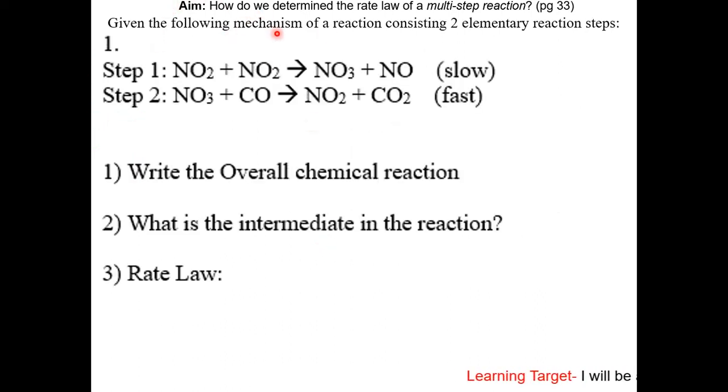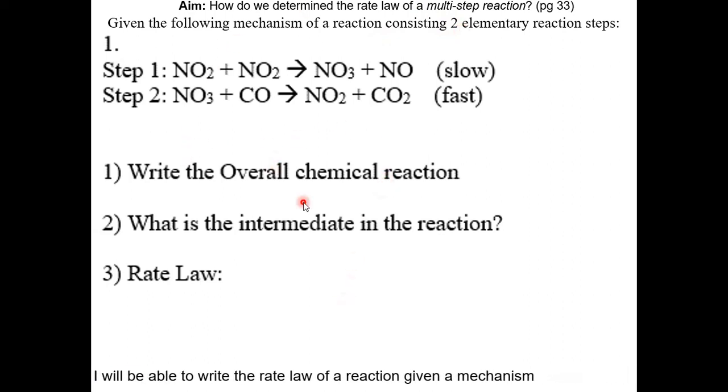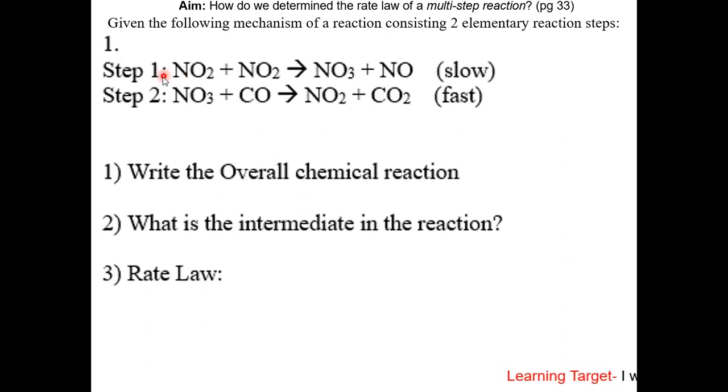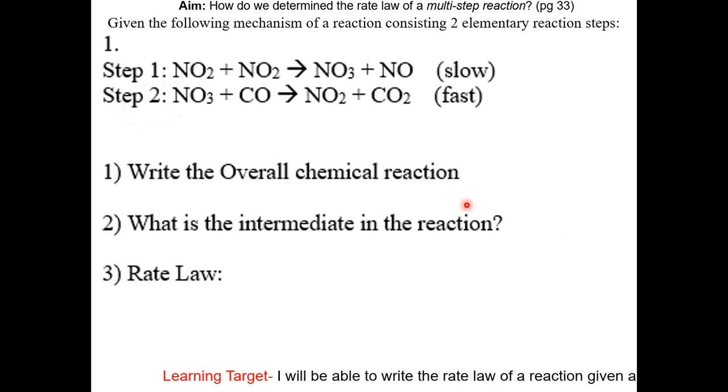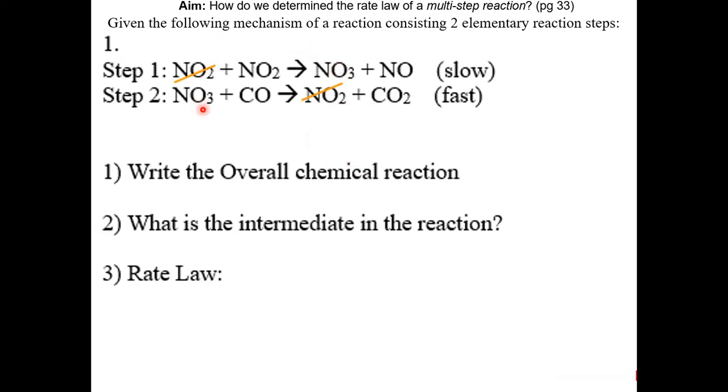Given the following mechanism of a reaction consisting of two elementary reaction steps, write the overall reaction. To write the overall chemical reaction, we have to combine step 1 and step 2. We can cross out the same substance on the reactant and product side. For example, NO2 is on the reactant side in step 1, and NO2 is a product in step 2. NO3 is a product in step 1, and a reactant in step 2. We can also cross them out.